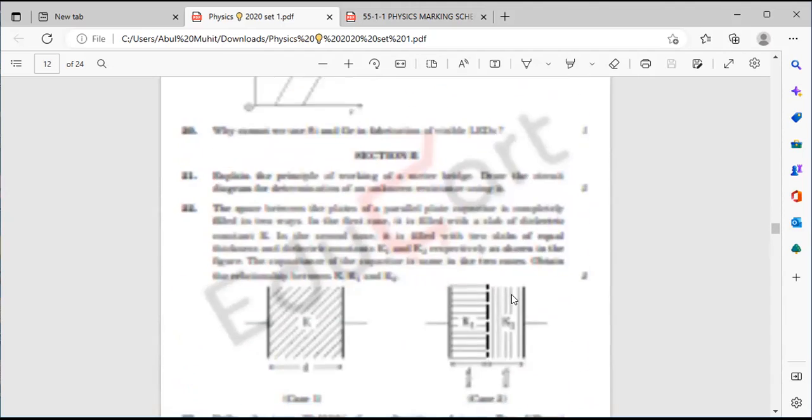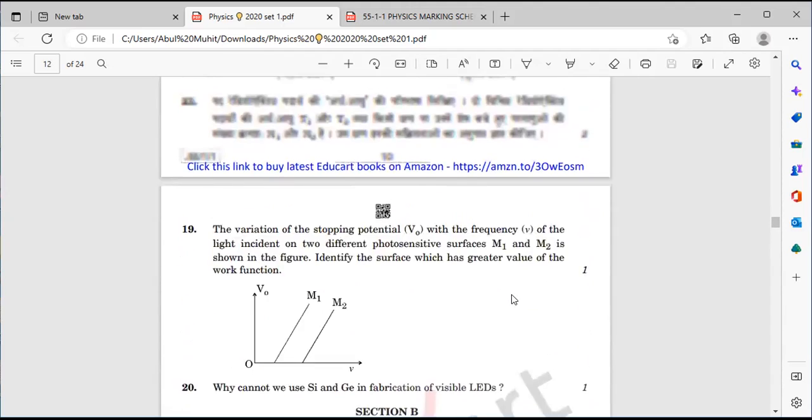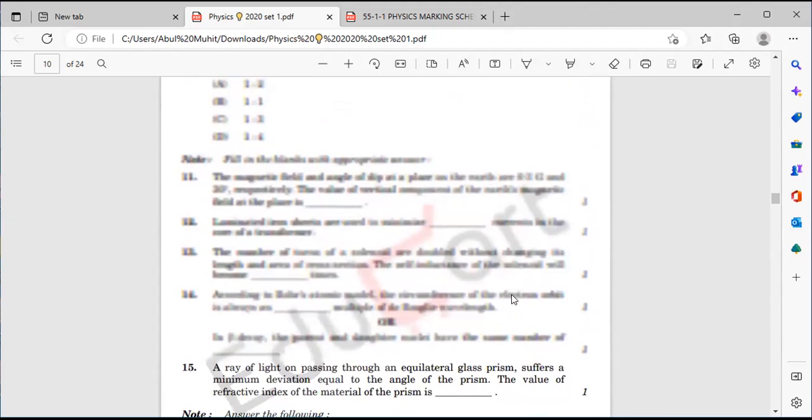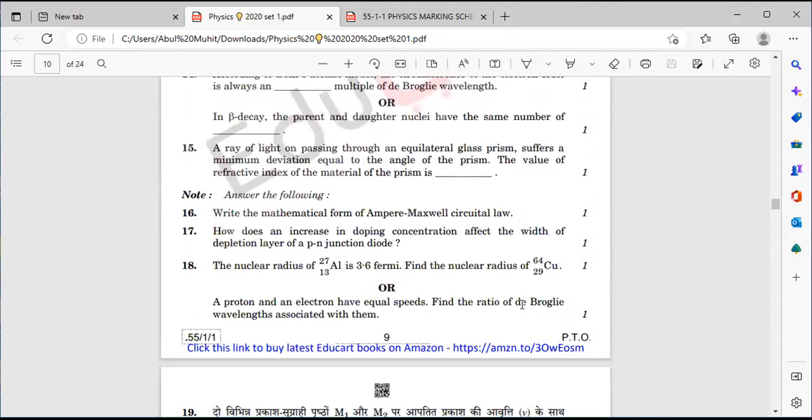उसके बाद, Sir, there was an odd question. और दो है ना उसमें. हाँ, उसमें कौन सा है और? Okay, a proton and electron have the same speed. Find the ratio of de Broglie wavelength. Okay, have the same speeds.